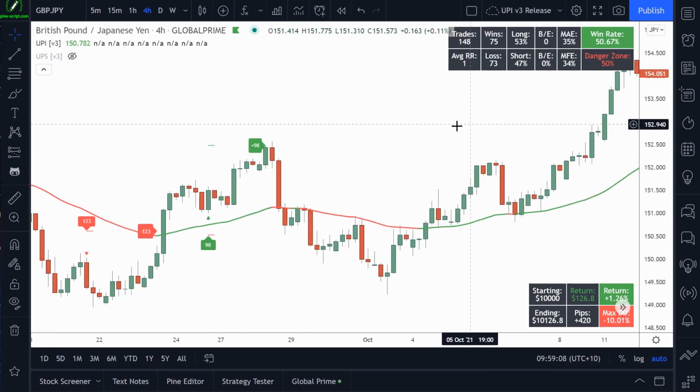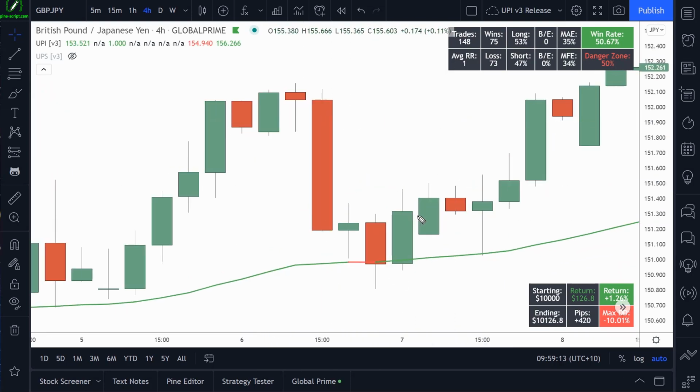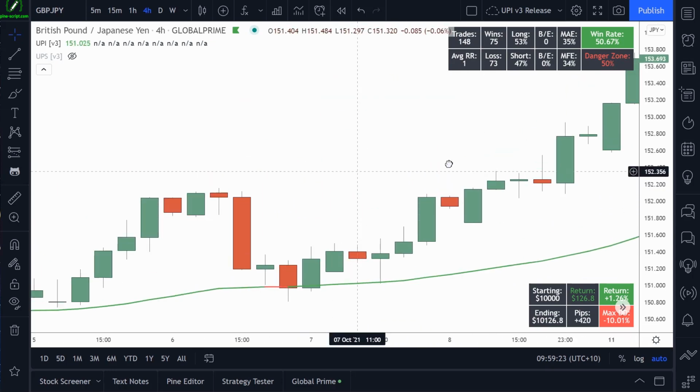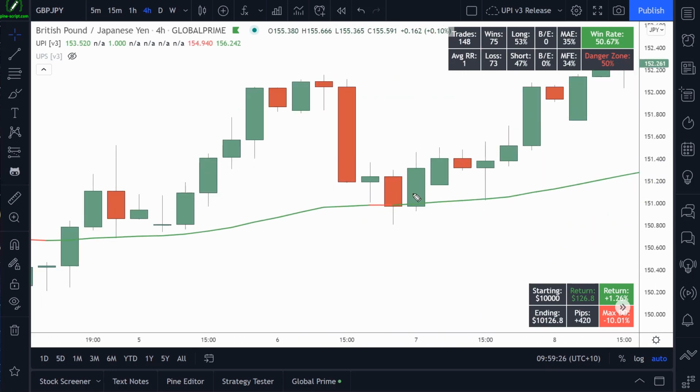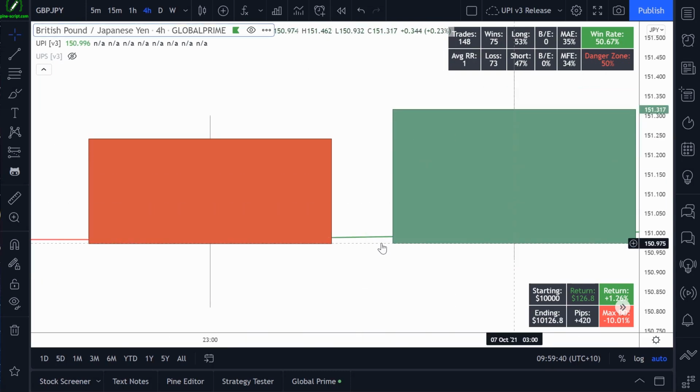So here I am on pound yen on the 4-hour chart. And look at this setup here. This, to the naked eye, looks like a valid engulfing candle setup. And this is a setup I would trade in my manual discretionary trading. But the problem is the script doesn't detect this as a valid setup because it doesn't technically fully engulf the previous candle.